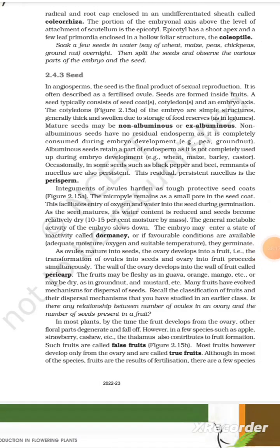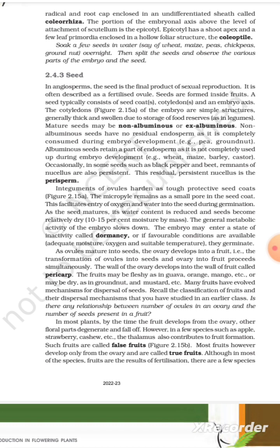2.4.3 Seed. In angiosperms, the seed is the final product of sexual reproduction. It is often described as a fertilized ovule. Seeds are formed inside fruits. A seed typically consists of seed coat(s), cotyledon(s) and an embryo axis. The cotyledons of the embryo, Figure 2.15a, are simple structures, generally thick and swollen due to storage of food reserves, as in legumes. Mature seeds may be non-albuminous or albuminous. Non-albuminous seeds have no residual endosperm as it is completely consumed during embryo development.